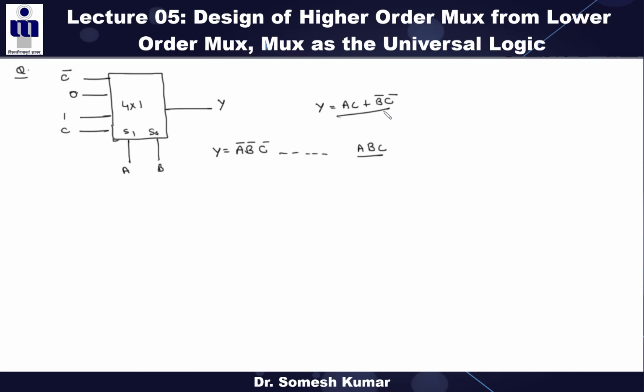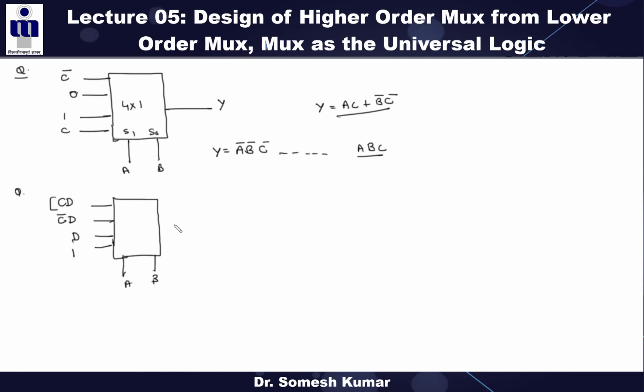Right? So one next question I want to give for the practice. You can do the practice of this question at your home. Similarly, these two select lines are given and four inputs are given. Four inputs are CD, C bar D, D, 1, right? So this type of inputs can be given, right?